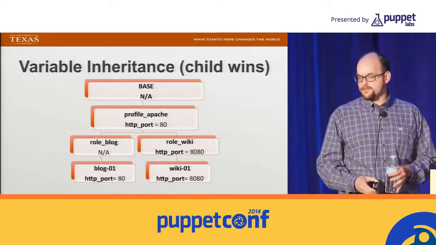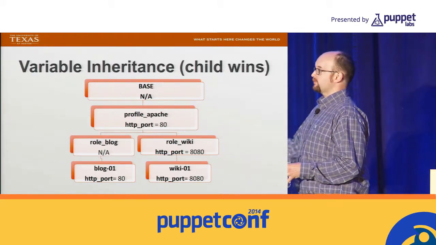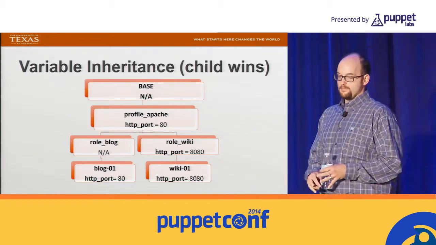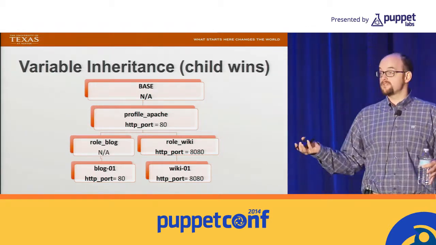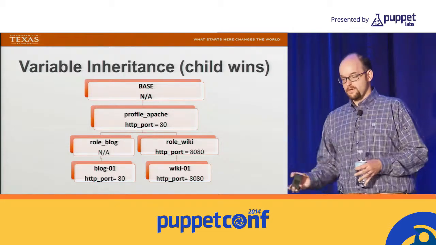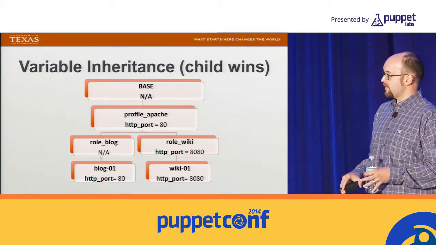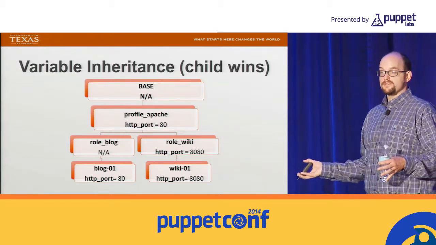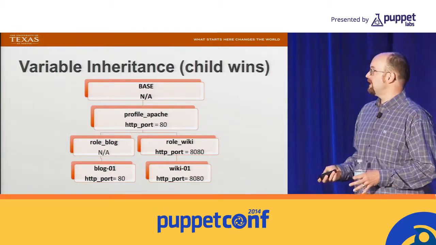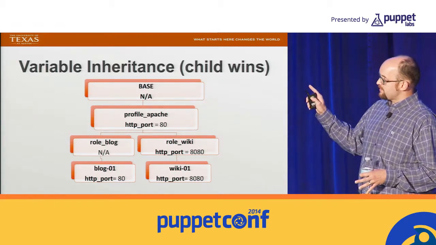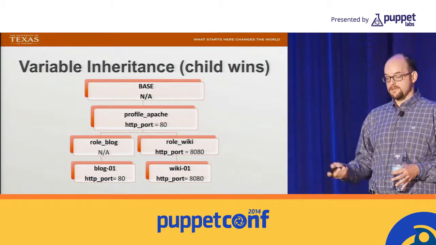Now variables are a little bit different in that the child wins, right? Whatever variable is set closest to your node will be the one that wins out. In this pretty simple example, the base doesn't set anything. And the profile Apache sets an HTTP port of 80, right? Standard web port. And the wiki server decides to be strange on the right-hand side and set an HTTP port of 8080. And so its node inherits that variable. But the blog server decides to be standard. It doesn't set anything, and so it fully inherits that port 80 through the profile and through the role. That's a good way of showing that you can set any configuration you want using that variable and then only override it as needed. You only have to set that once unless it needs to be different.